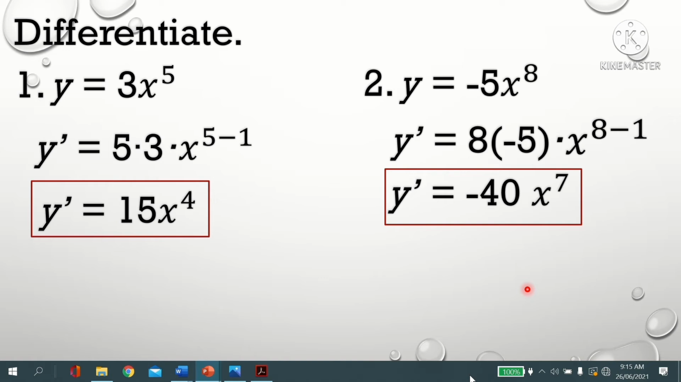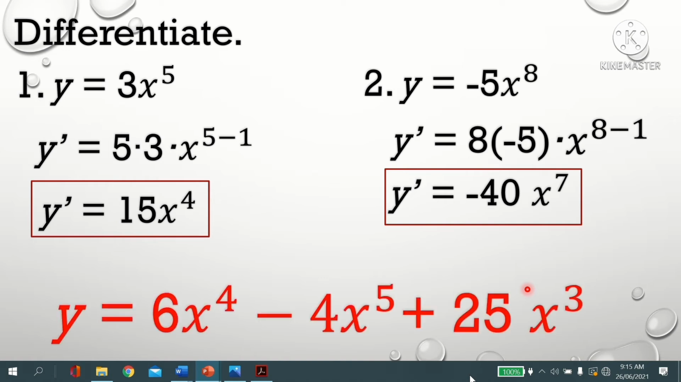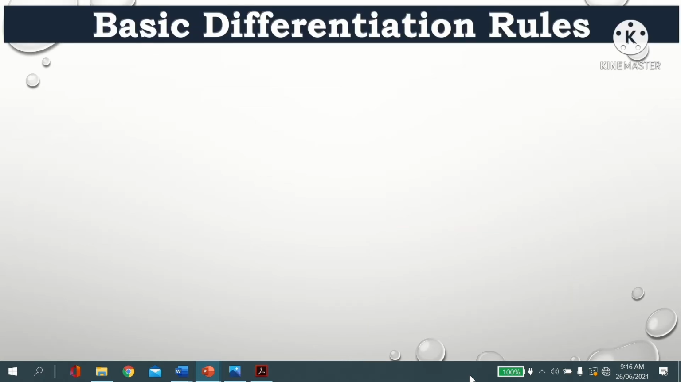So what if? Now what if po combination po nun? Hindi lang po 3x raised to 5, negative 5x raised to 8. What if po combination? The sum and difference of those terms containing these properties or features. So, halimbawa po, y is equal to 6x raised to 4 minus 4x raised to 5 plus 25x raised to 3. So, paano natin yan isa-solve? Paano natin kukunin yung derivative niyan? Okay, so let's proceed to the fourth differentiation rule, the sum rule.